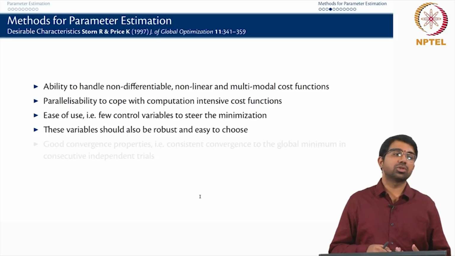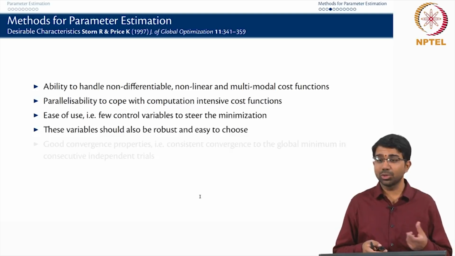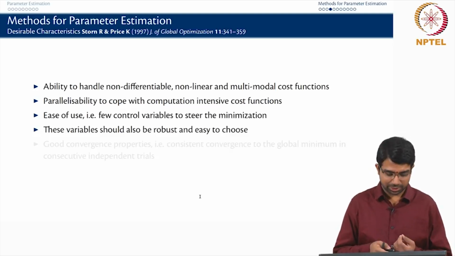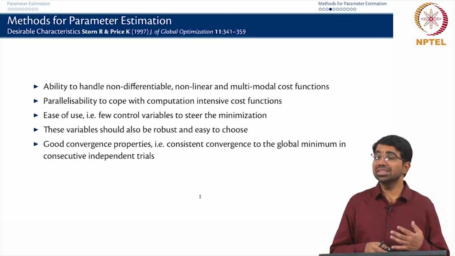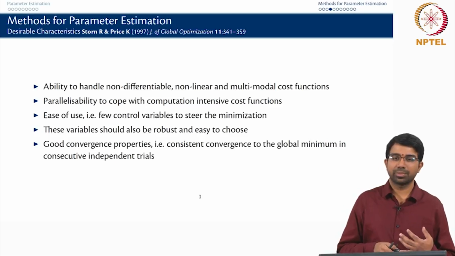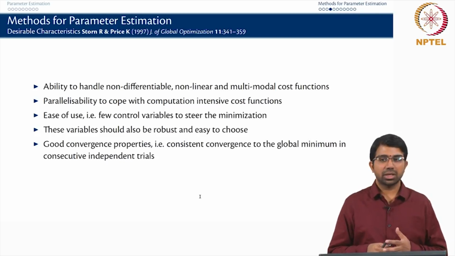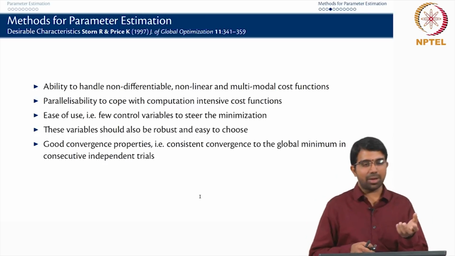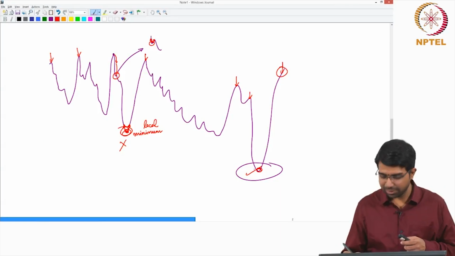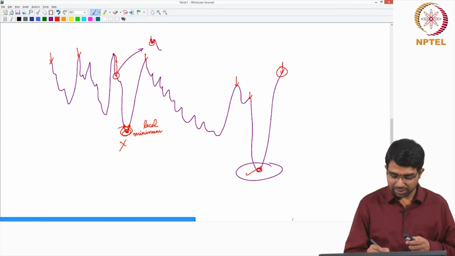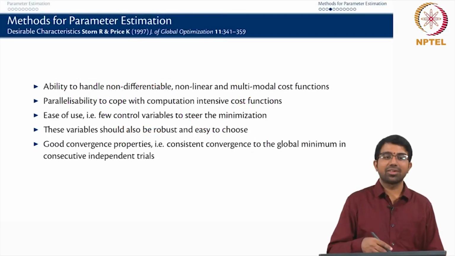And these variables should be easy to choose. You do not want to spend a lot of time tuning your algorithm. You have to tune the algorithm by picking the right set of hyperparameters. And it should have good convergence properties and ideally consistent convergence to the global maximum or global minimum across runs, right. Only if I start at a particular x naught, that happens even for hill climbing. If I start at this x naught, hill climbing will happily converge to this minimum, whereas if I start at this x naught, it will just converge here. So, it is not reproducible.